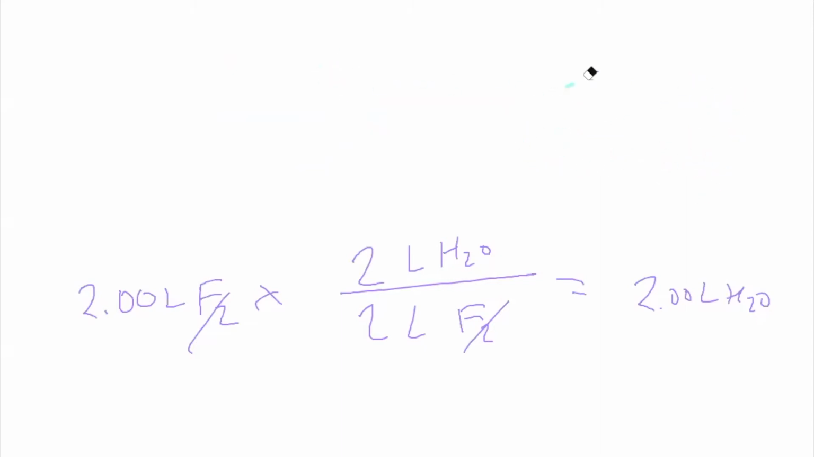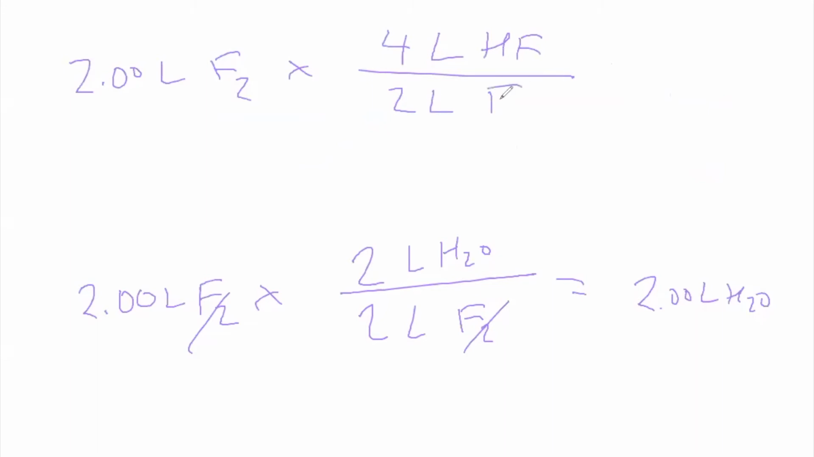So converting to HF, you get 2 liters of fluorine to start with. So the ratio you'd use would be 4 liters of HF over 2 liters of F2. So you get 4 liters of HF produced.